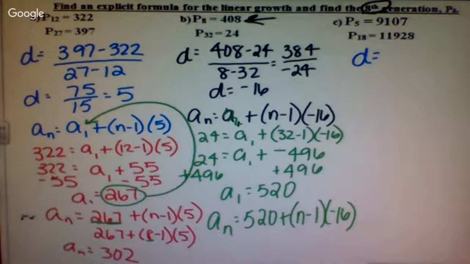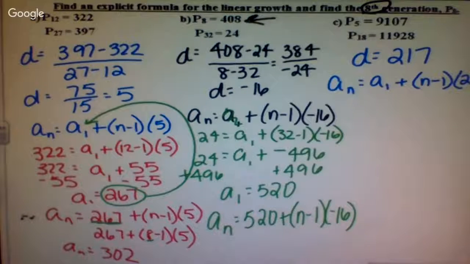Who got me a D value? Me. Yeah, 217. Everybody got 217. Wow, then I messed up. If you did not, let me know. I will come look at what you did. Did you figure it out? I just skipped the calculation. Okay. So now you start with A sub n equals A sub 1 plus n minus 1 times 217. You plug in one of those numbers and solve it.